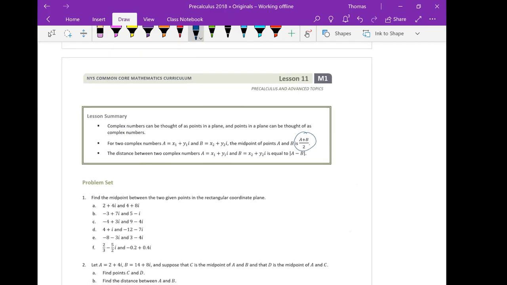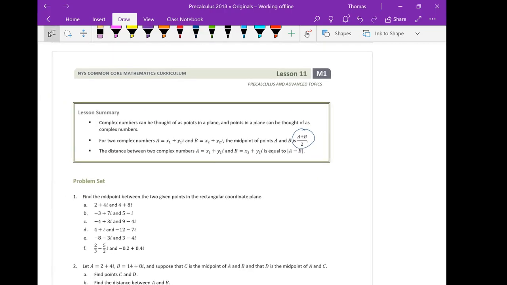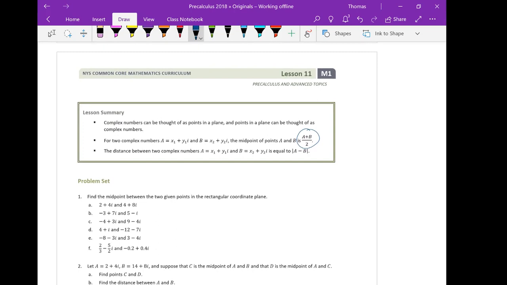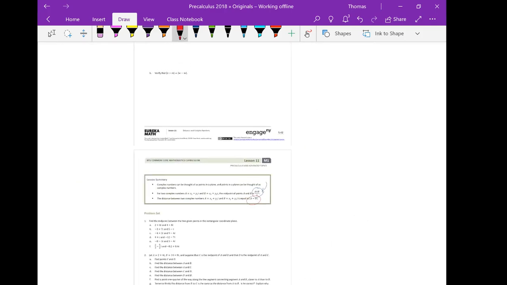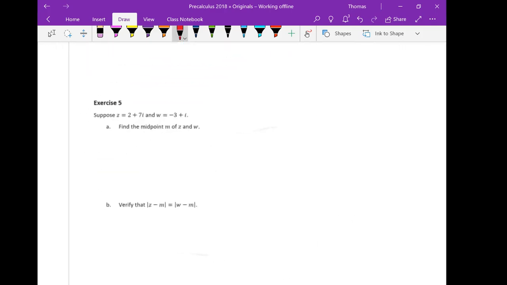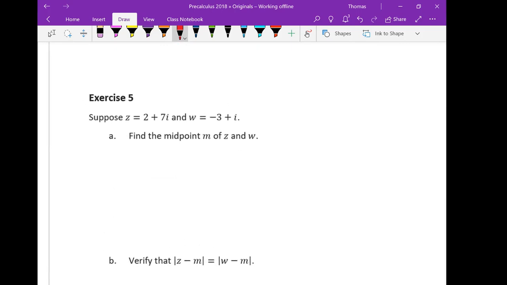So this is the last page of this lesson. For two complex numbers, the midpoint of A and B is the sum over 2, or the average of the two numbers. And the distance of two complex numbers is the modulus of their difference, so we subtract them first, then we take their modulus. So let's break these problems down so that we can see how these work.